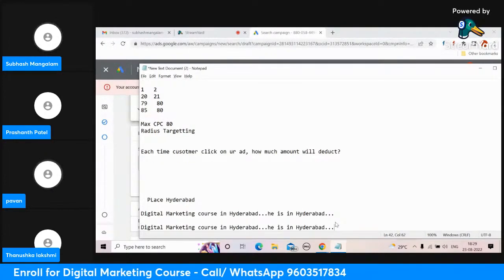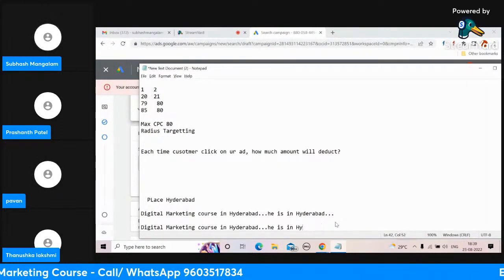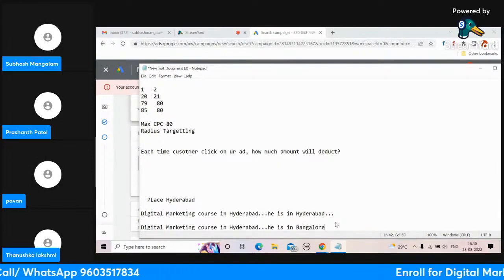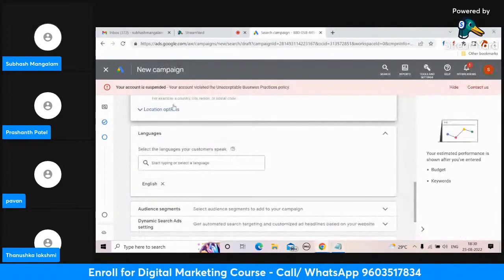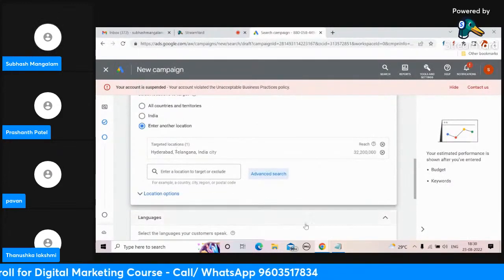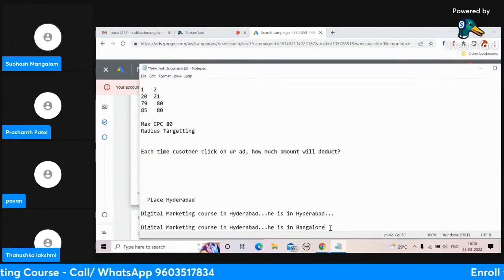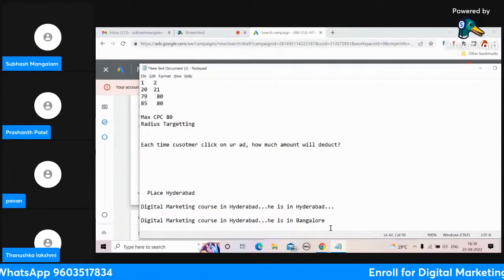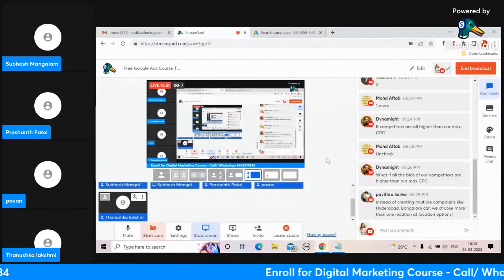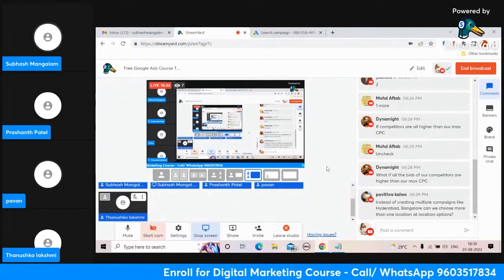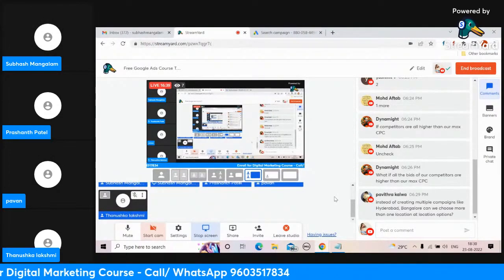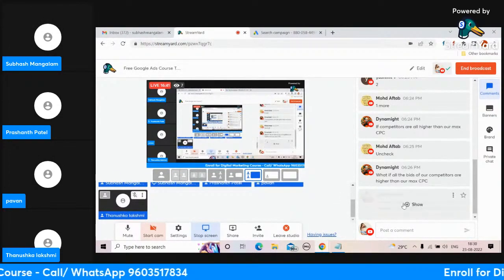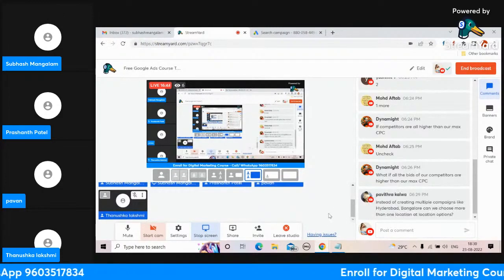Because the keyword is matching and the place is also matching, correct? Yes. Now, the customer is searching the same keyword we targeted, but he is in Bangalore. I mentioned the place Hyderabad here. I didn't mention Bangalore. Do you really think the ad will appear for the Bangalore guy? No, it won't, sir. Someone answer this question. Do you really think the Bangalore guy can see my ad or not?